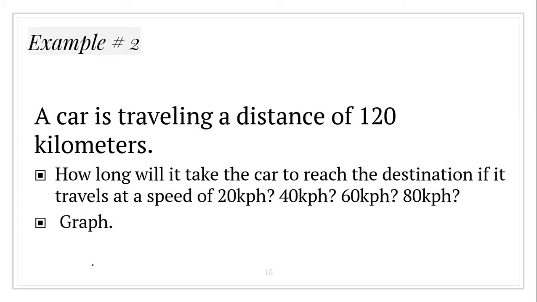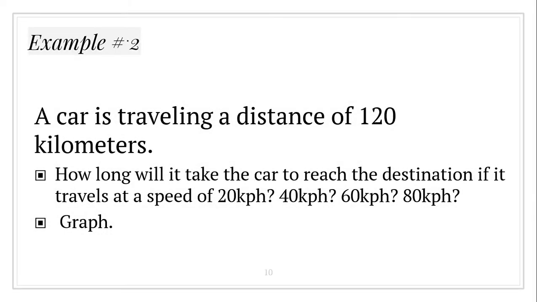Okay, so let's move forward with example number 2. A car is traveling a distance of 120 kilometers. How long will it take the car to reach the destination if it travels at the speed of 20 kilometers per hour, 40 kilometers per hour, 60 kilometers per hour, and 80 kilometers per hour? And what we have to do is graph it. Okay? So let's have the solution.